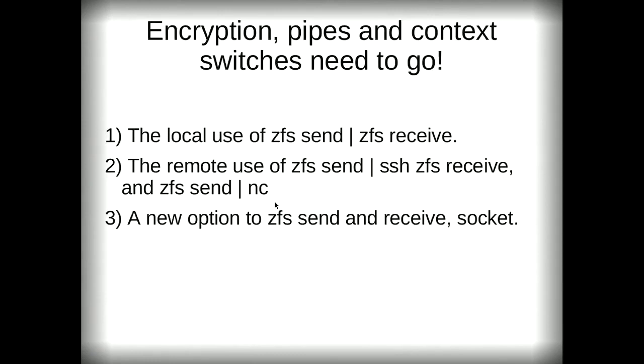We're going to talk about three major different pieces here. We're going to talk a little bit about encryption and why encryption slows down this operation. We're going to talk about pipes and why pipes slow it down. And we're going to talk a little bit about a new way to get around all of that, which is a very simple option. I'm actually almost embarrassed at how simple this was to do.